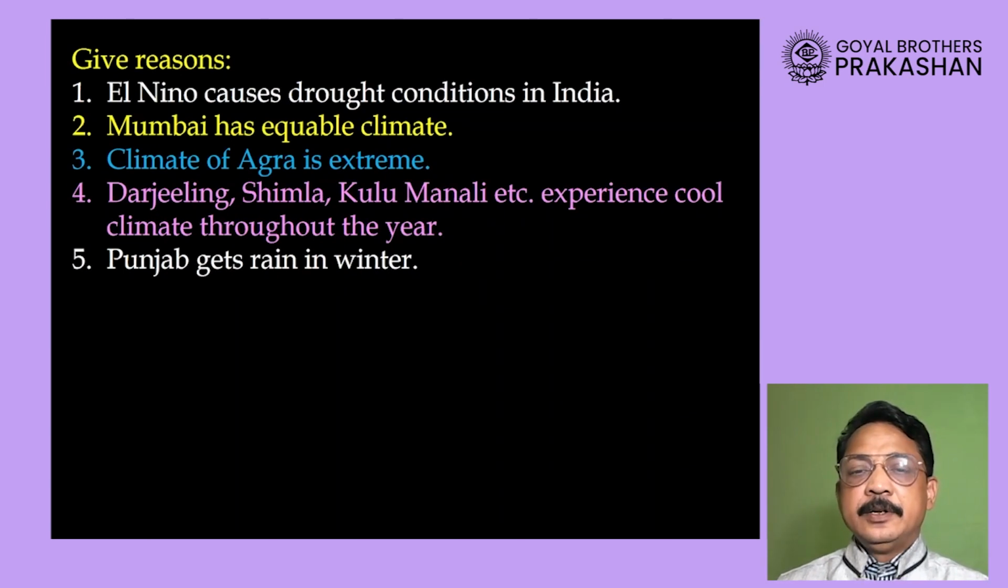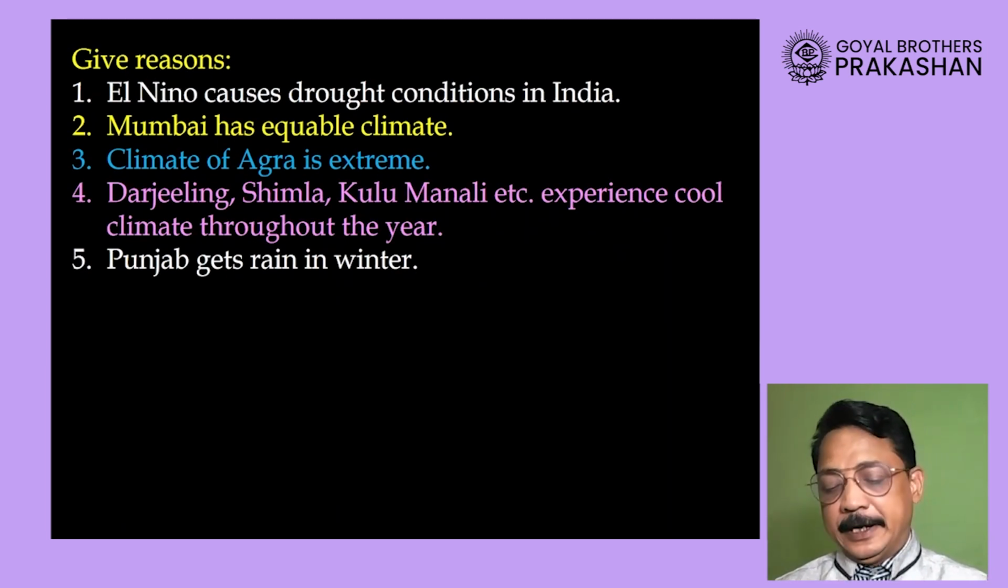Okay, students. Now the next question is Punjab gets rain in winter. The answer is because during winter time, Western disturbances originating in the Mediterranean Sea bring rainfall to Punjab in winter. Instead of Punjab, another word can be there. Which word? Correct. Haryana. Or they can use both the words Punjab and Haryana.